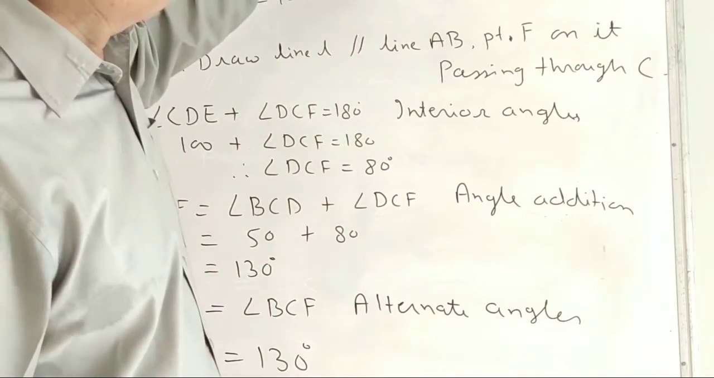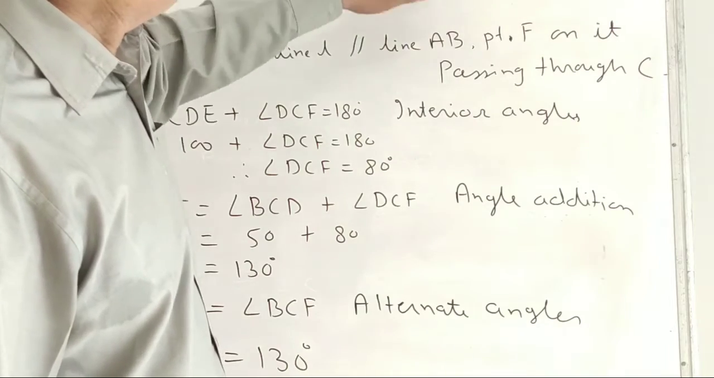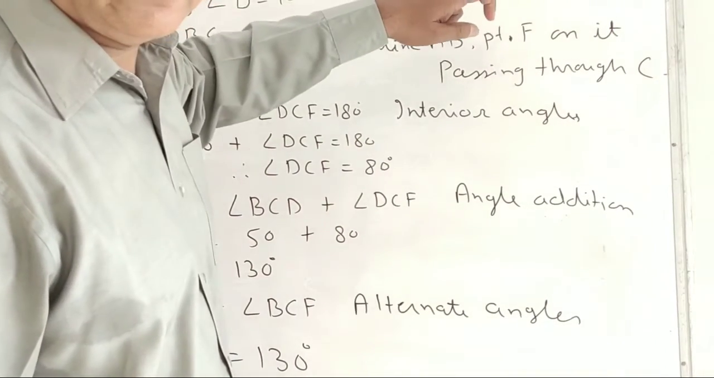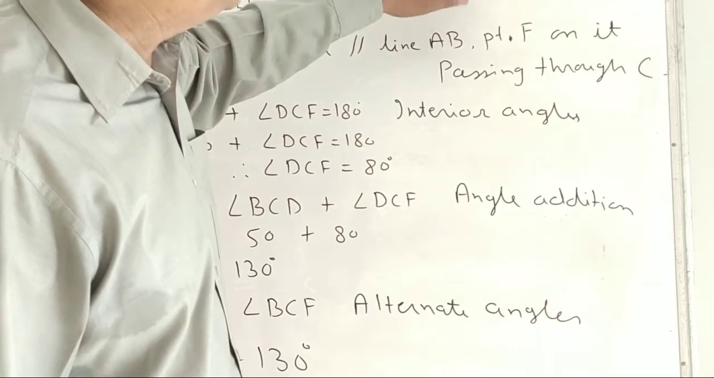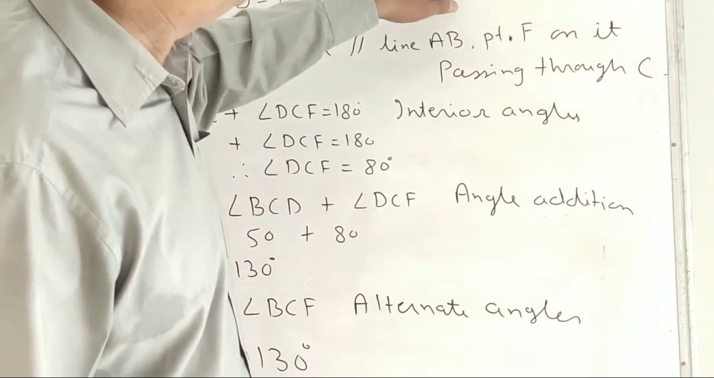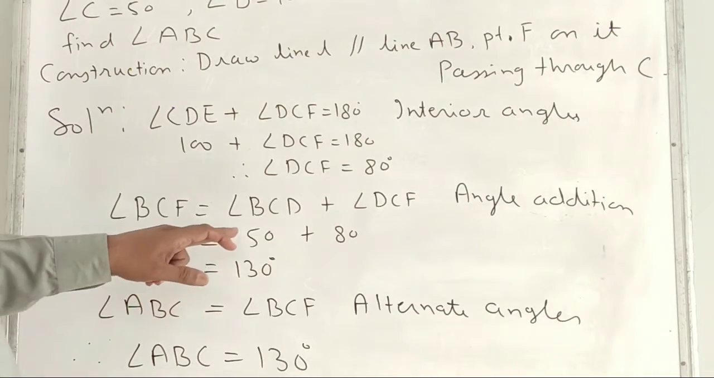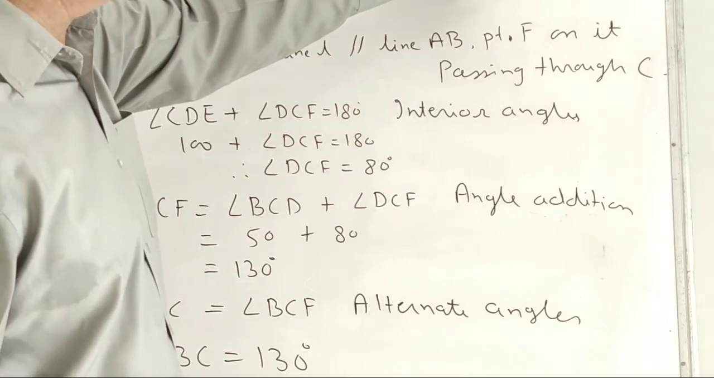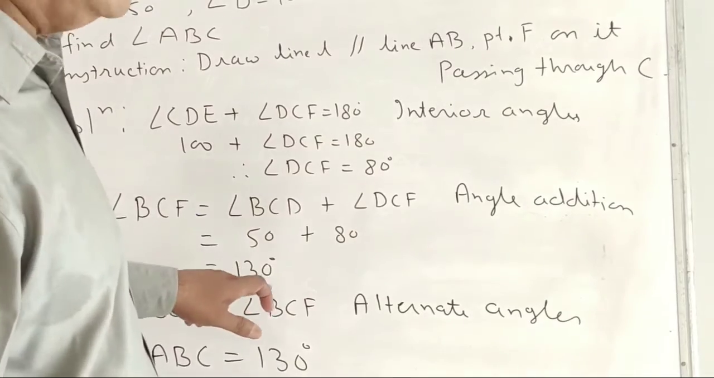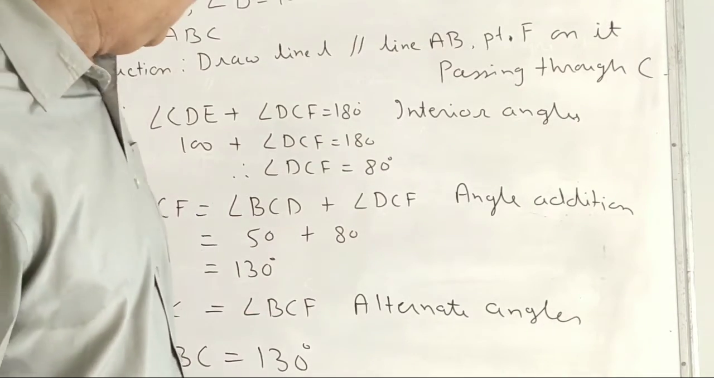Now you see, angle BCF equals BCD plus DCF. Right? This is angle addition. Angle BCF is BCD plus DCF. So 50 plus 80. This 80 you calculated. 80 plus 50 comes to 130.